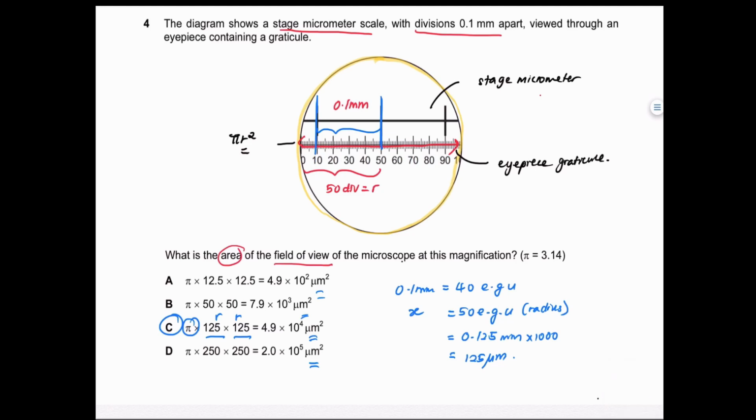Hope this video reinforces your understanding on calibration of the eyepiece reticle.